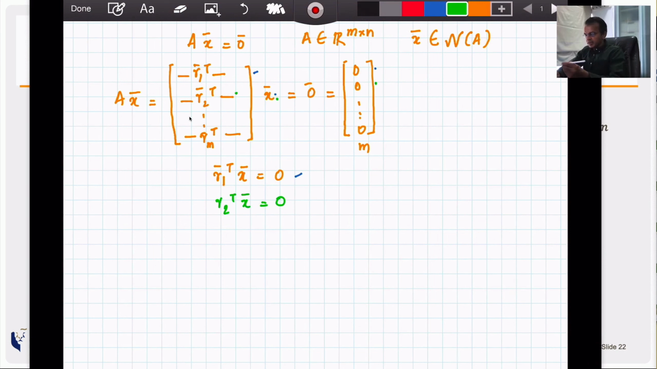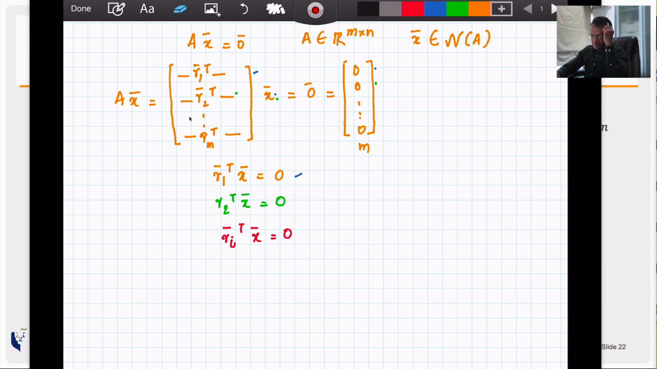In general, what I have is something like Ri transpose x equals 0. That means x is orthogonal to every single row in A. So x is a special vector. If x is a member of the null space, then it's orthogonal to the rows of A.